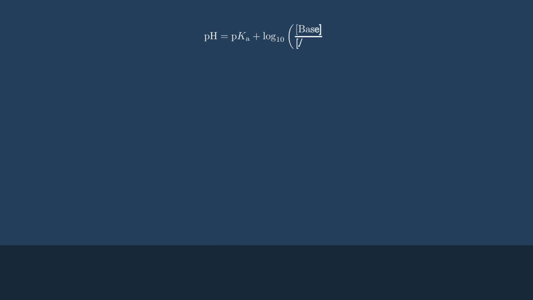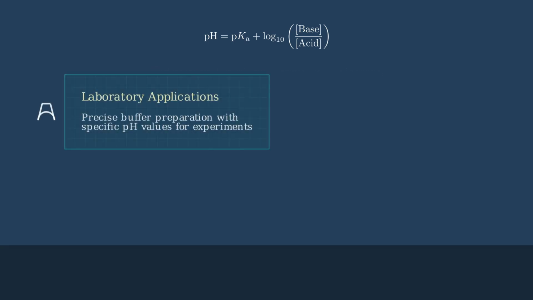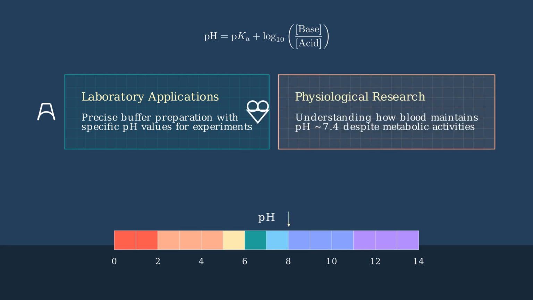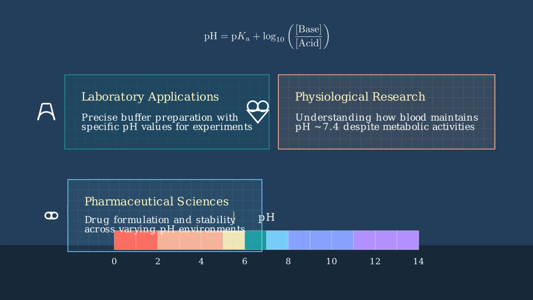The Henderson-Hasselbalch equation is a powerful tool with diverse applications across multiple scientific disciplines. In laboratory settings, scientists use the equation to prepare buffer solutions with precise pH values, ensuring experimental conditions remain stable despite the addition of acids or bases. Physiological researchers rely on this equation to understand how blood maintains its pH at approximately 7.4, despite ongoing metabolic activities that generate acids. In pharmaceutical sciences, the equation is critical for drug formulation, as it helps predict how medications will behave in different pH environments found throughout the body.